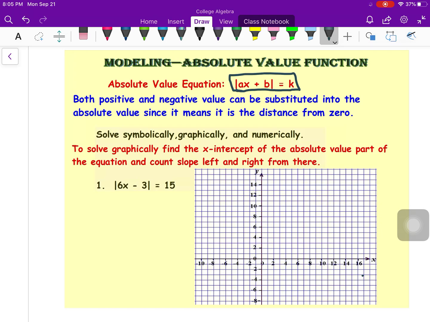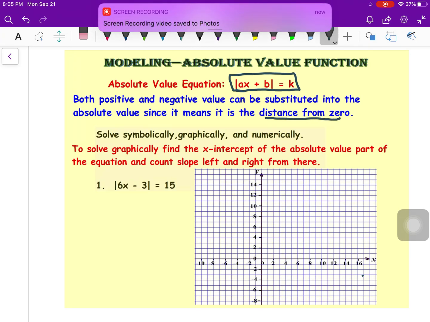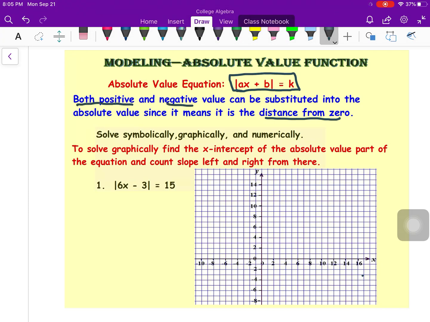So remember that absolute value means the distance we are away from zero. So inside the absolute value can be both positive and negative numbers. In other words, the absolute value of 7 is 7, but also the absolute value of negative 7 is 7. You see how inside the absolute value is both a positive and a negative.